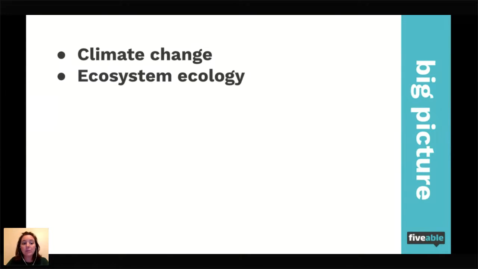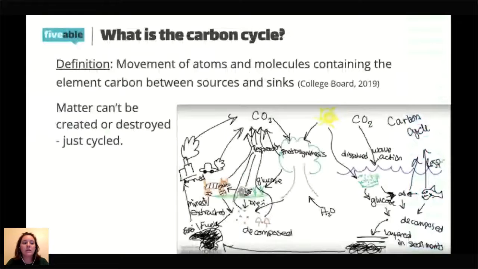All right, so the first thing that we need to know is, what is the carbon cycle? Who knows? It's defined as the movement of atoms and molecules containing the element carbon between sources and sinks. That's the College Board's definition, and I'm sure your textbook has a pretty similar definition.